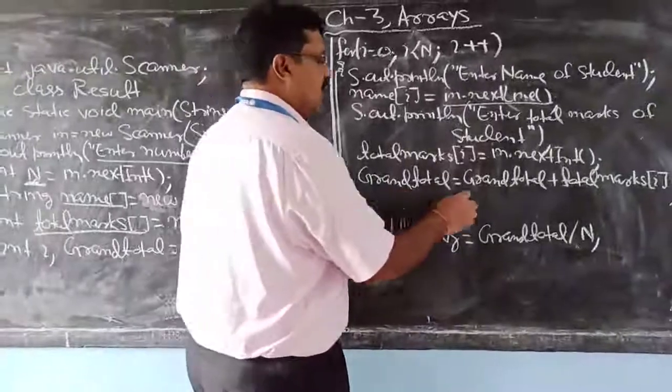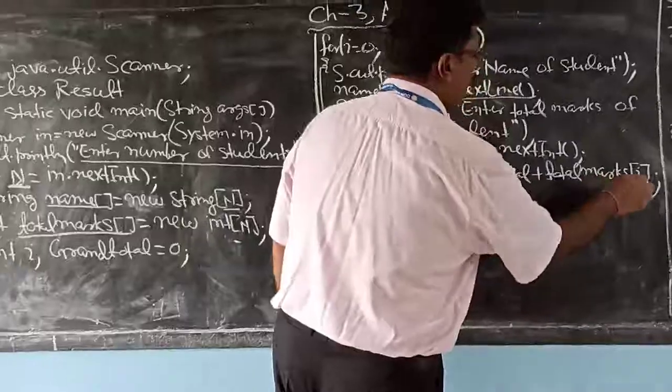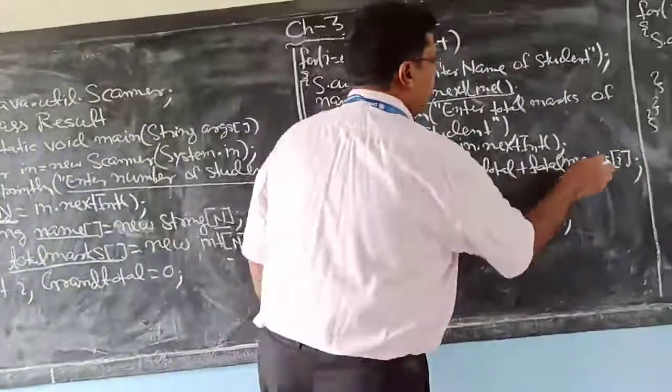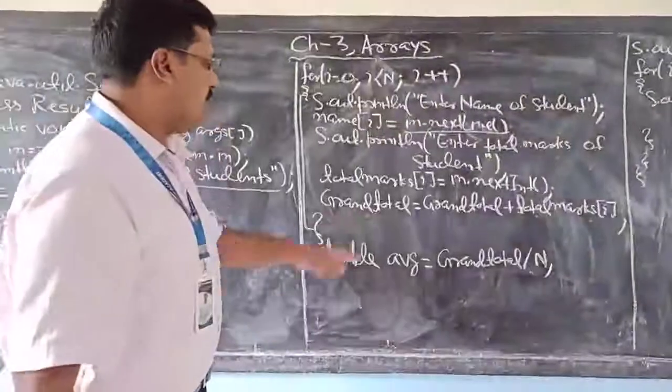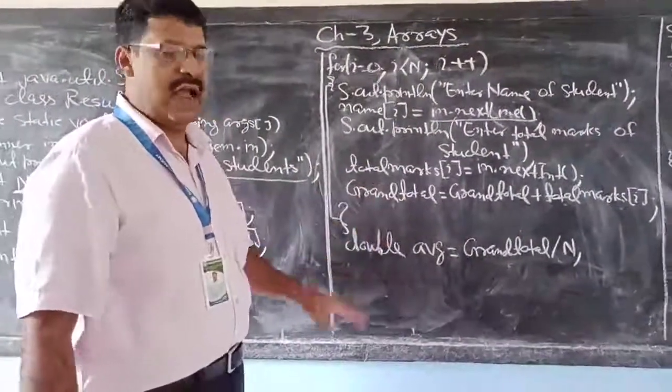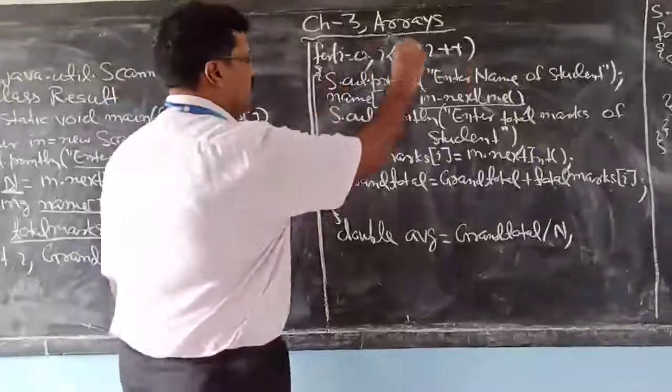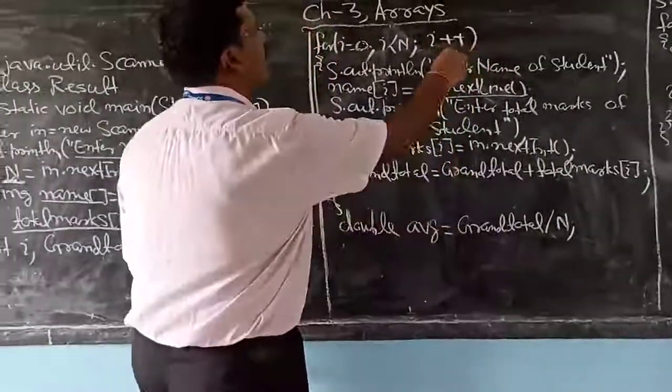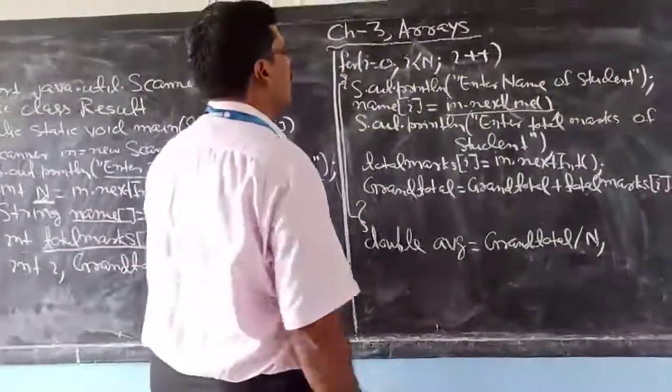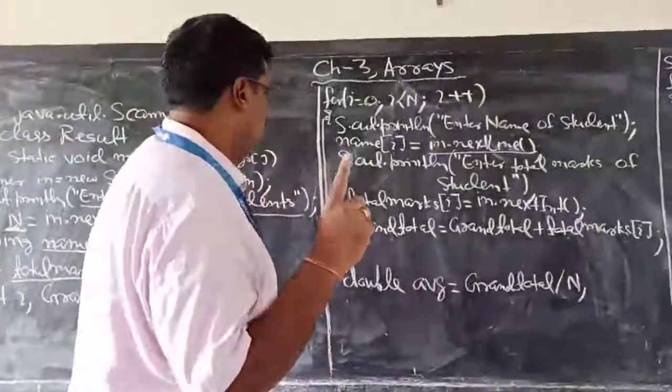So grand total equals grand total plus total mass I. Total mass I means total mass 0, whatever the first mass is, it is added. Then the loop goes for the next repetition, the next iteration. The next I value will be 1.